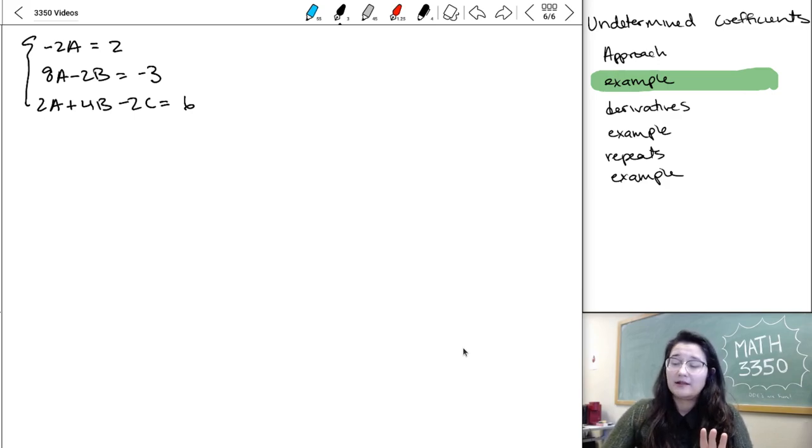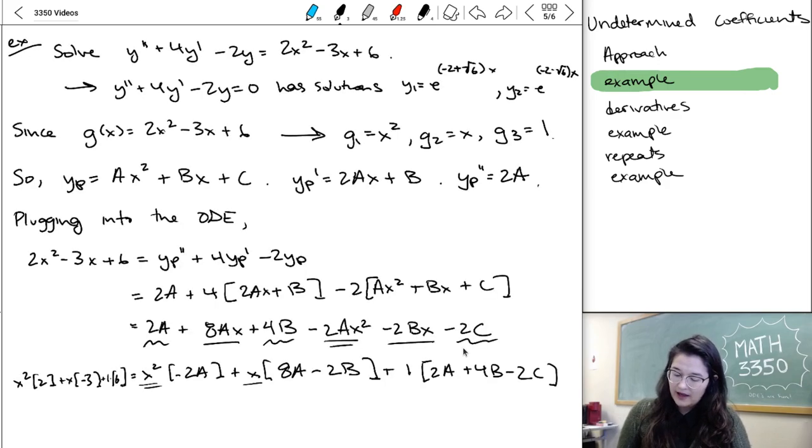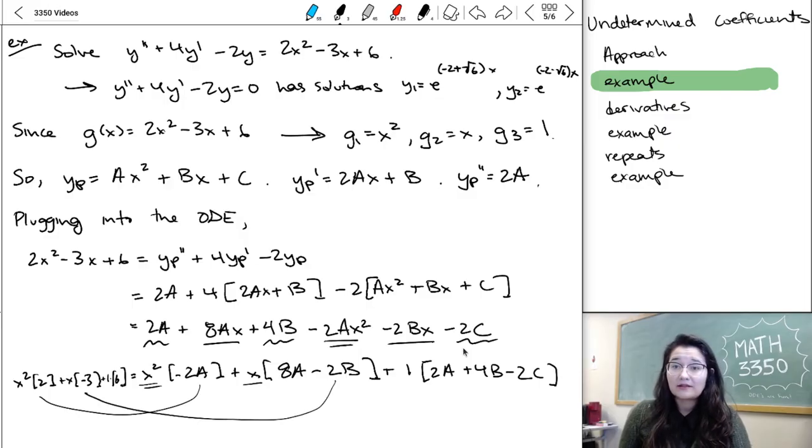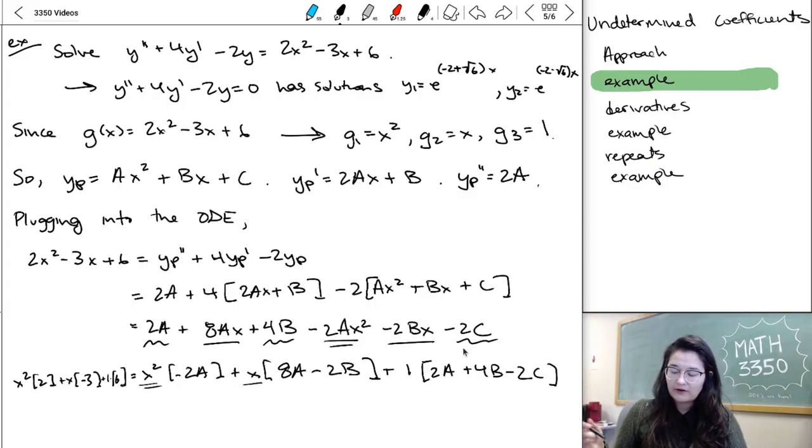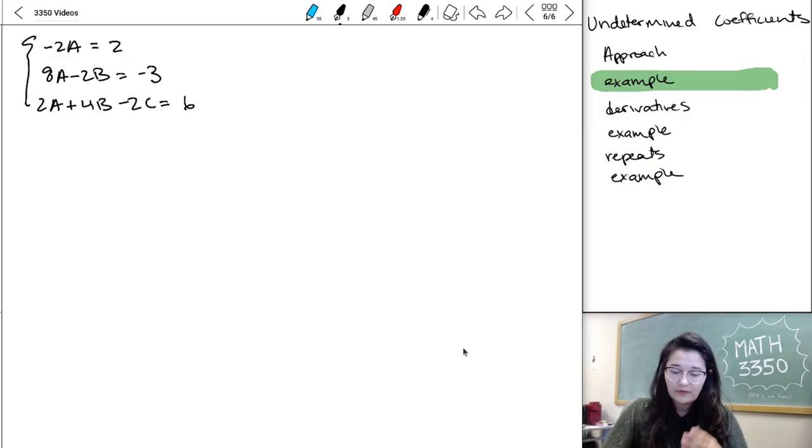We'll come right back here in a second, but I have that minus 2a equals 2, 8a minus 2b equals minus 3, and 2a plus 4b minus 2c equals 6. So on both sides, I set equal everything that multiplies the same functions. This is a system of three equations with three unknowns, a, b, and c. So it's a little bit difficult, but I definitely can find all these values.